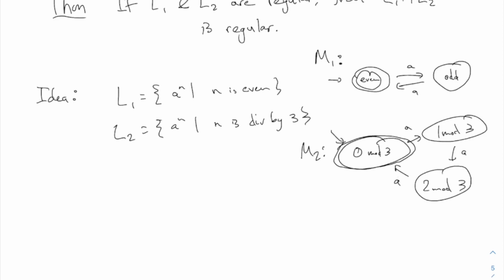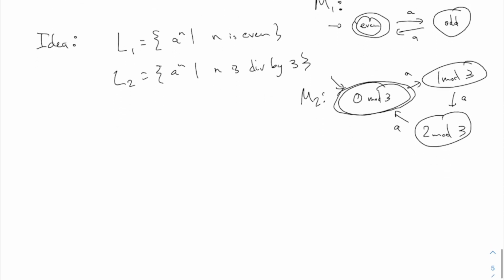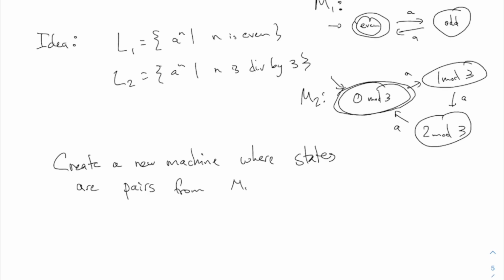My goal is to combine them together into a monster DFA which somehow does both things at the same time. And there is a simple way to do this, at least theoretically simple. I mean, it might take a few minutes to actually work it out, but the simple way is to create a new machine where the states in the new machine are pairs from M1 and M2. The idea is I want to create a new machine which runs both of those machines at the same time, sort of in parallel.